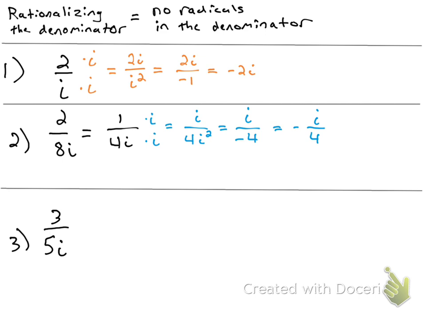Once you have that down, do number 3. You should have gotten negative 3/5 i. Negative 3/5 i. Questions there?